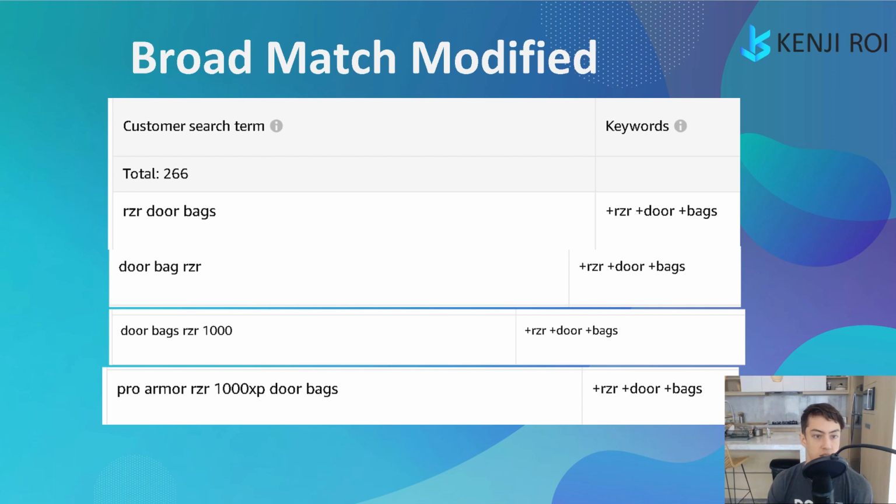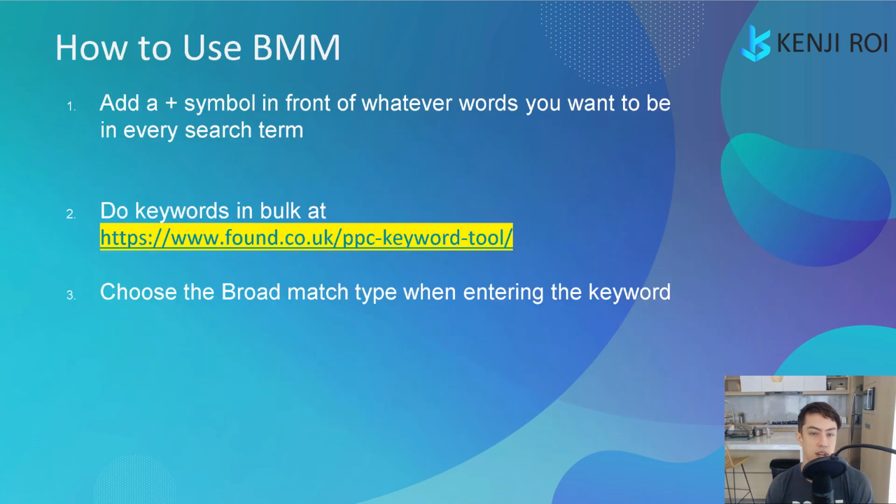So you've got to get a little creative with this, but this gives you a lot more freedom to have Amazon's algorithm really expand upon your words without being super restrictive like a phrase match will be. So how are we going to use this? The way to use this is to add a plus symbol in front of whatever words you want to be in every customer search term.